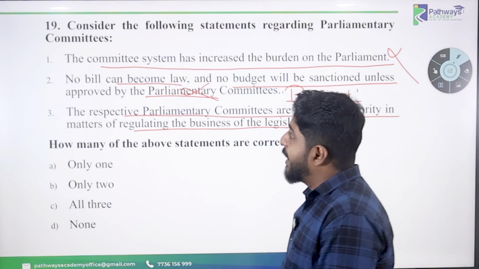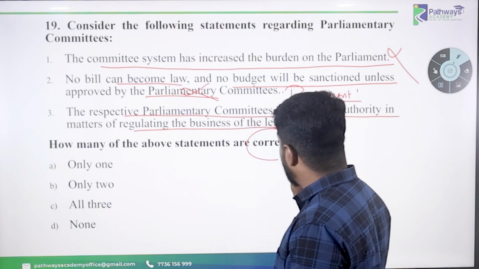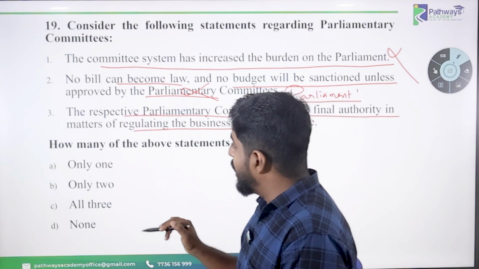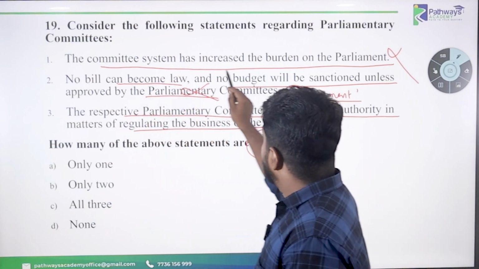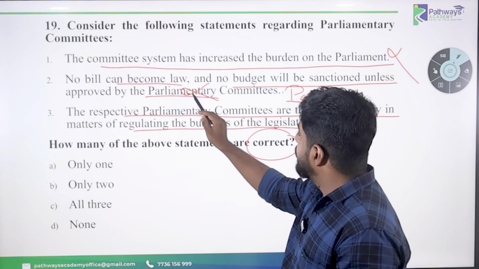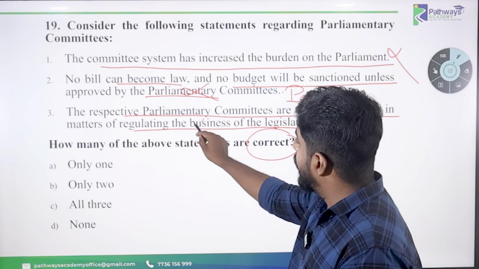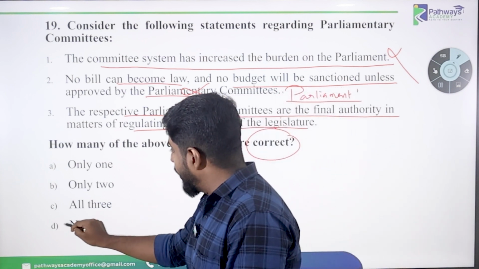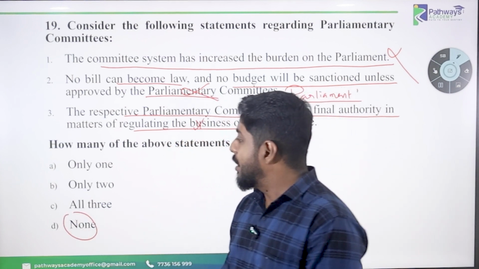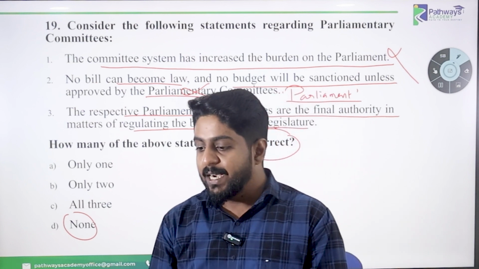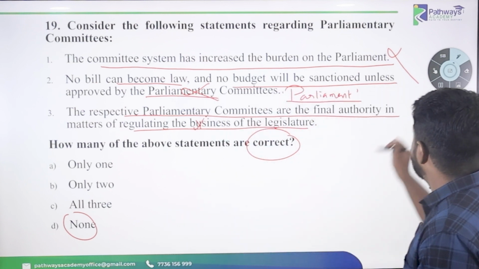So which all among these are the right one? In fact, this is wrong, and even this is also wrong, isn't it? Right statement, none. So question 19 will have option D as the right answer.